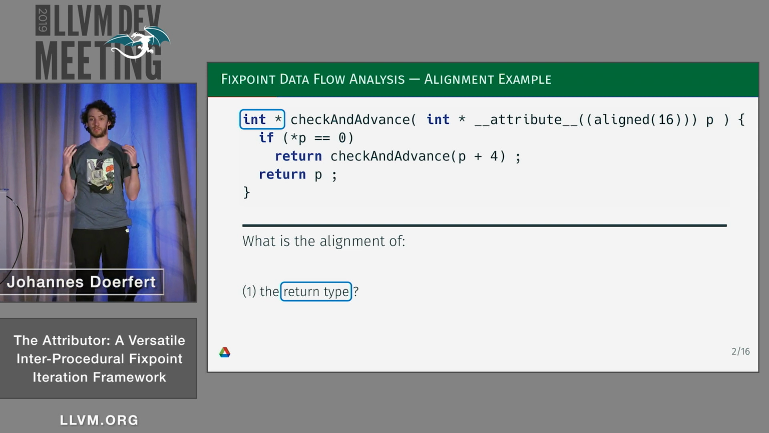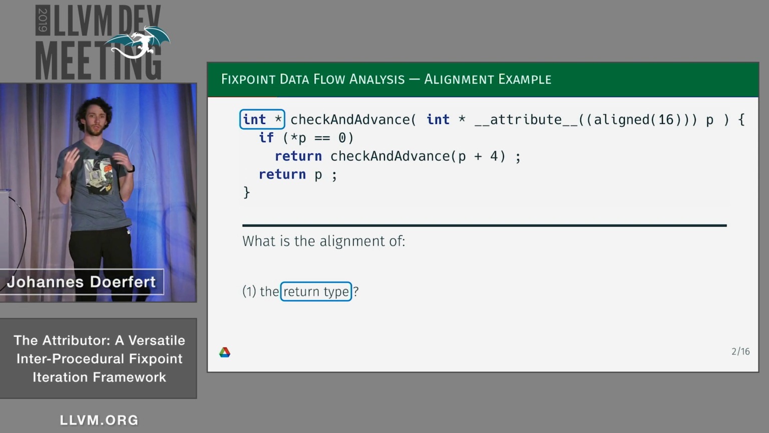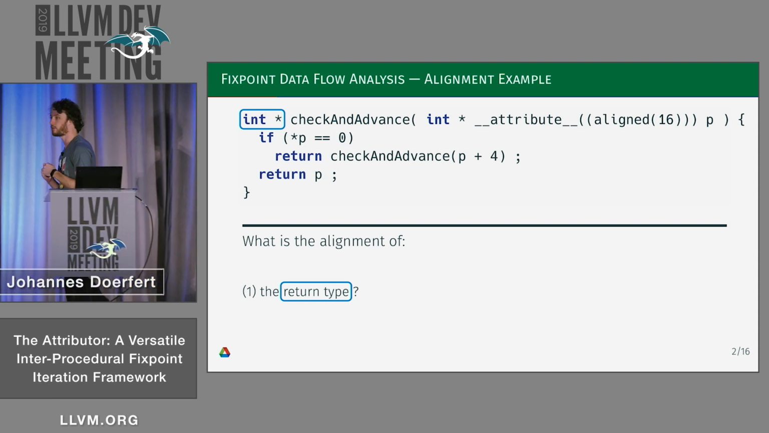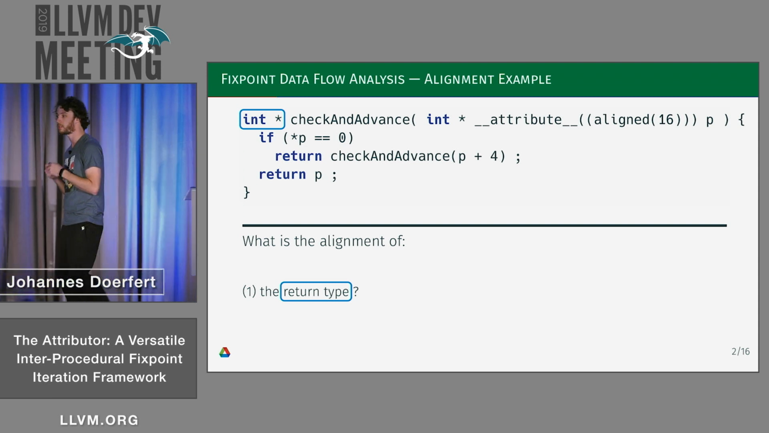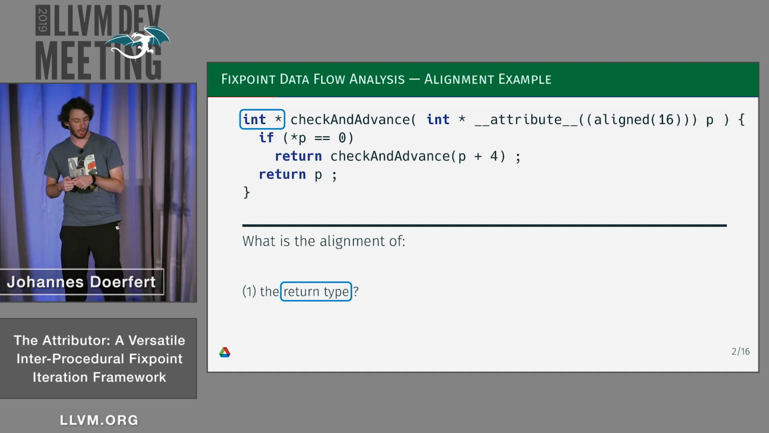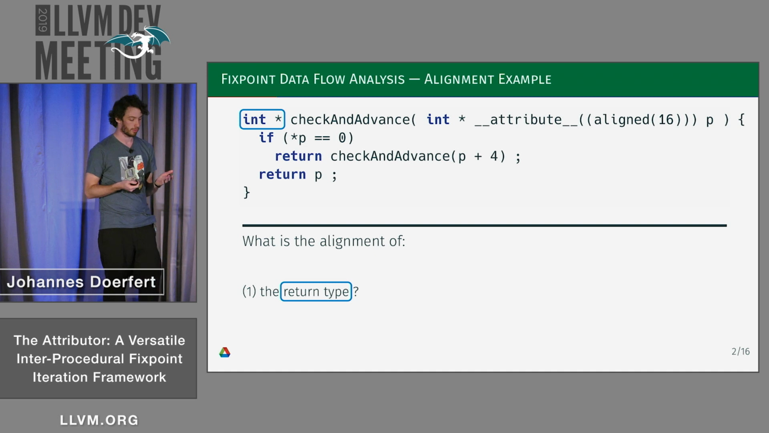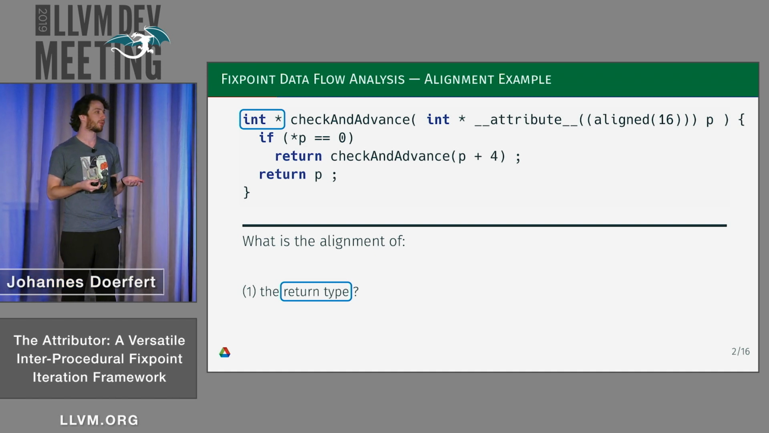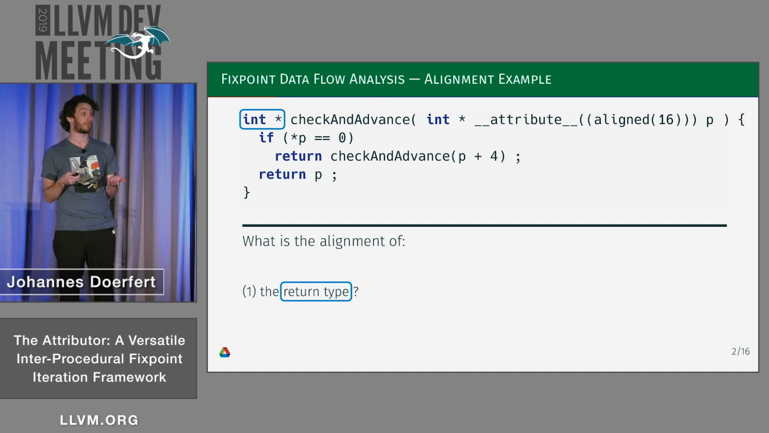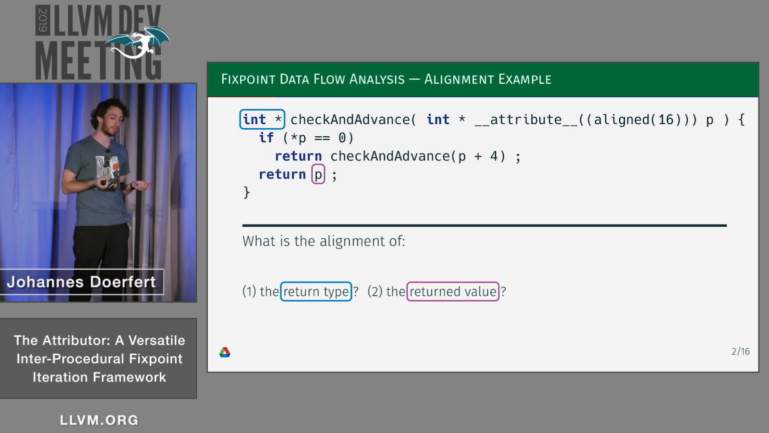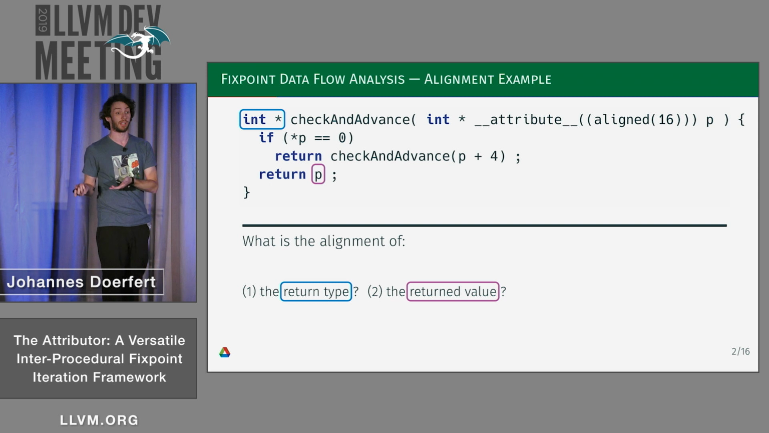Let's assume you have this code. You have a recursion, you have a function, and you're interested in what the alignment of the return type is. That's your question. So what you could do is look at the return type and say, okay, the alignment of the return type is derived from the alignment of the return values. So you look at P, which is the first return value you see, and ask what the alignment of the return value P is.